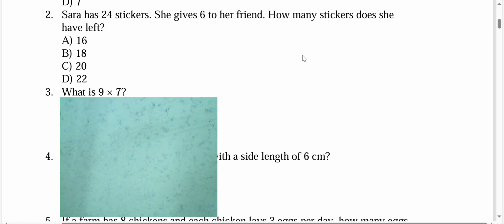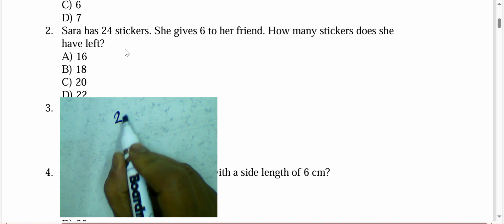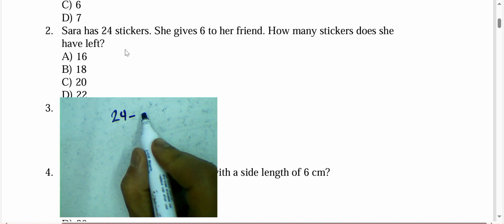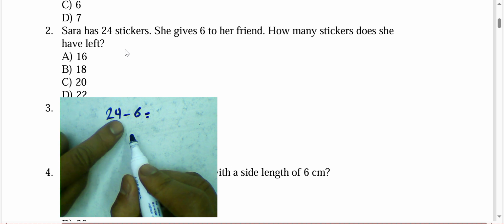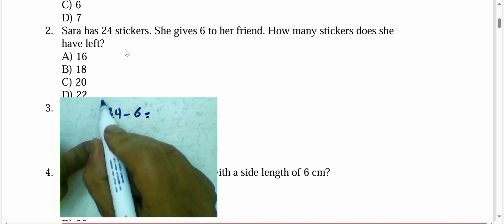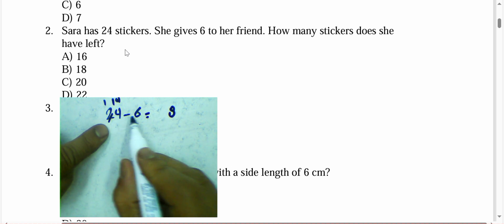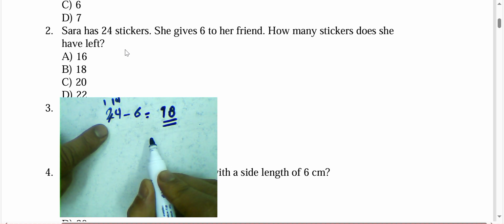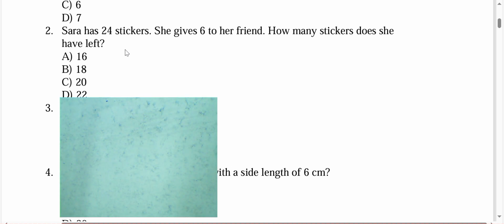Number 2. Sarah has 24 stickers. She gave 6 to her friend. How many stickers does she have left? Left here refers to the remainder. We can write 24 subtract 6. 24 subtract 6 equals what? 4 minus 6 we can't do, so you must borrow 1. Then 14 minus 6 equals 8. And then 1 minus 0 equals 1. The result will be 18 stickers. It shows letter B. Okay.